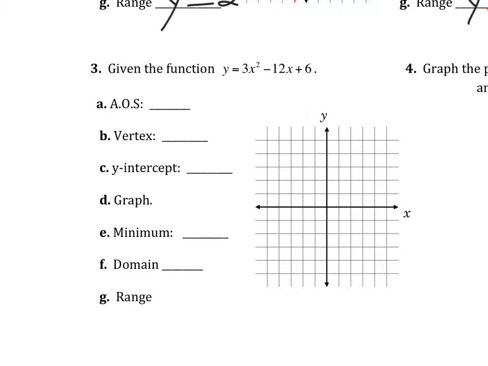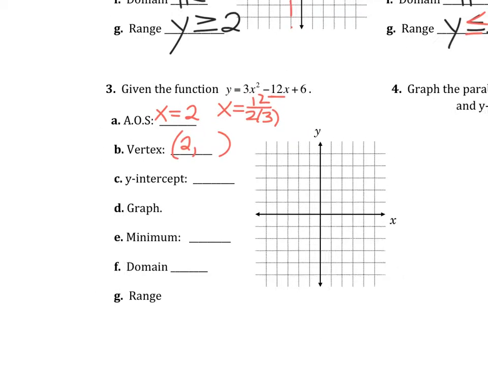When you plug in a negative for b, it's going to be a negative negative. So we get x equals positive 12 over 2 times 3. So my axis of symmetry is going to be 12 divided by 6. So x equals 2. Where did you get that from? So what's the axis of symmetry formula? Oh, negative b over 2 times a. I see. Okay, so then the vertex, we're going to take 2 and plug it in.